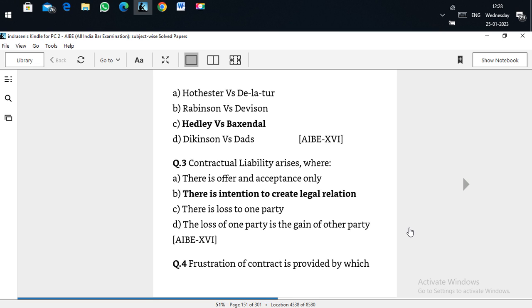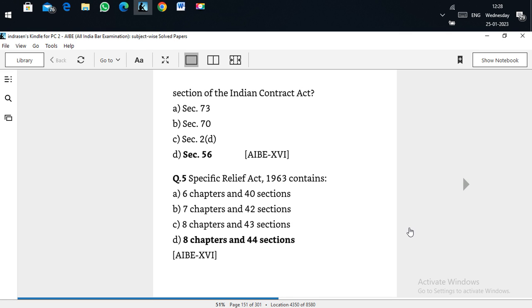See, agreement becomes a contract only through the legal liability. So, if there is the intention to create a legal relation, then the contractual liability arises. Frustration of the contract is provided by which section of the Indian Contract Act? Frustration of the contract is under the Section 56 of Indian Contract Act.